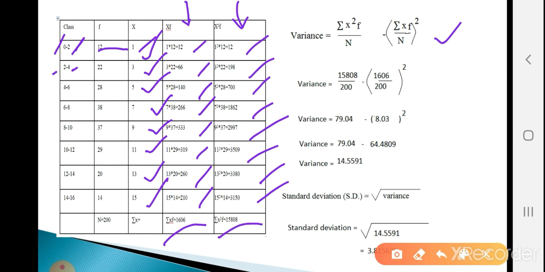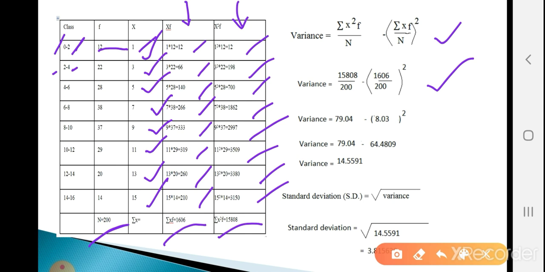So the total is 15808. Now just plug the values of summation x square into f, summation x into f and capital N into the formula of variance. So variance is equal to 15808 divided by 200. Here the capital N value is 200, that is the total of the frequency column, f.